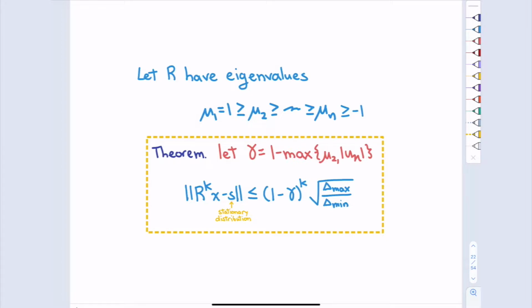Okay, so I haven't explained that. Delta max will be the maximum degree in the graph. Delta min will be the minimum degree in the graph. So this is at most n or something, so it's not too big a deal.